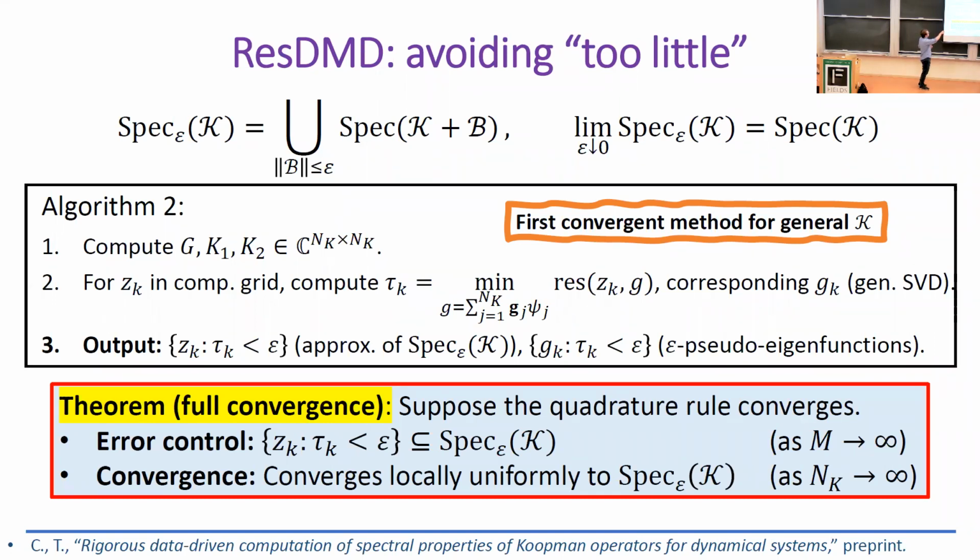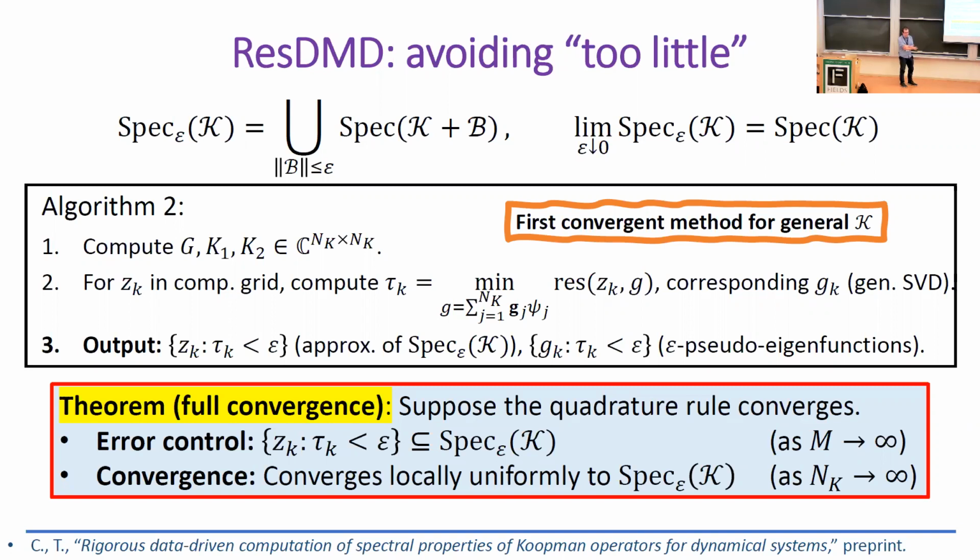Well, we compute these three matrices as before, and then over a computational grid, so think of these as candidate points in the pseudospectrum, we compute this minimum residual. Here I'm taking the spectral parameter, and I'm minimizing this residual over expansions in my linear subspace. You can write it out, it becomes a generalized SVD, very easy. And then you output those points over the grid where this minimum residual is at most epsilon, and also the corresponding right singular vectors, which correspond to the approximate eigenfunctions of the Koopman operator.